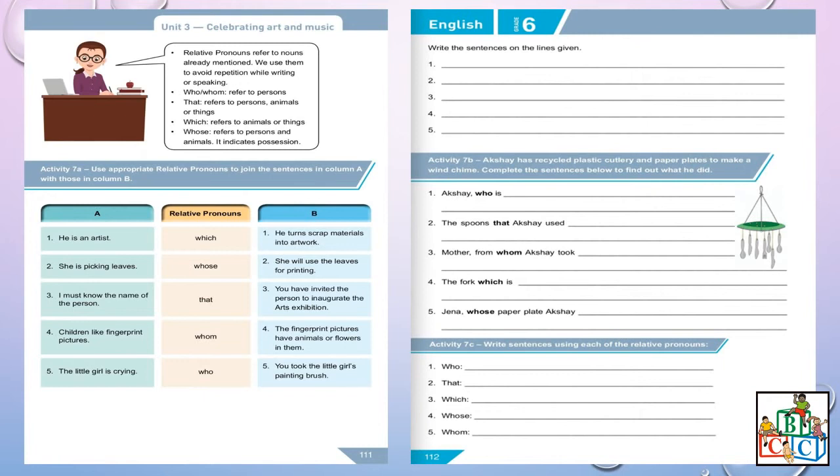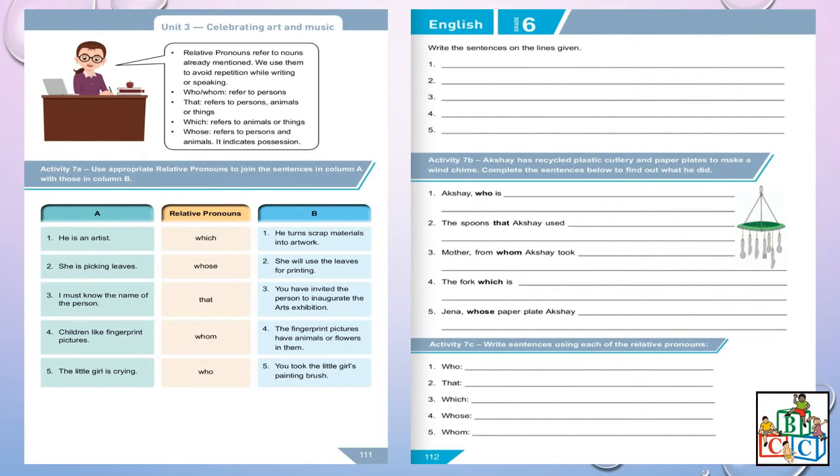Activity 7B. Akshay has recycled plastic cutlery and paper plates to make a wind chime. Complete the sentences below to find out what he did. So this is a wind chime. Okay, so here the relative pronouns are already given to you: who, that, whom, which, whose. Akshay, who is... you will have to complete the sentences.